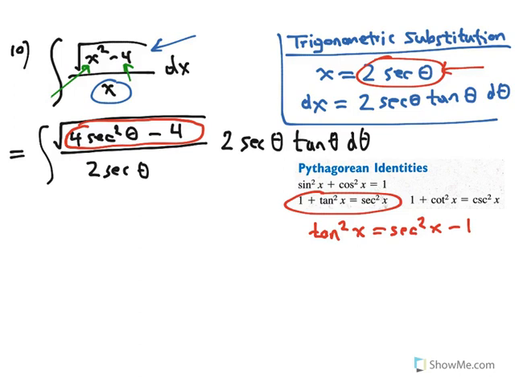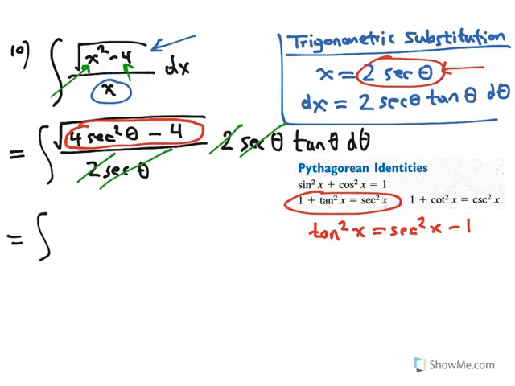Before we look at that, one thing that you can do very easily is to cancel the common factor of 2 that's in the denominator and the numerator, and cancel the common factor of secant theta that's in the denominator and the numerator.